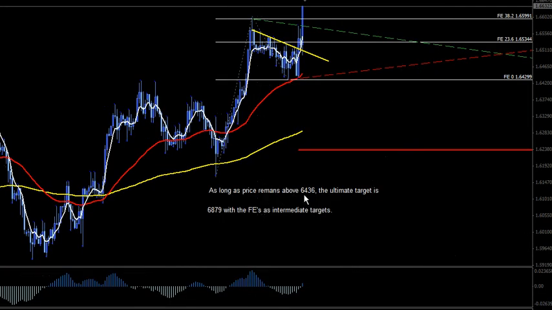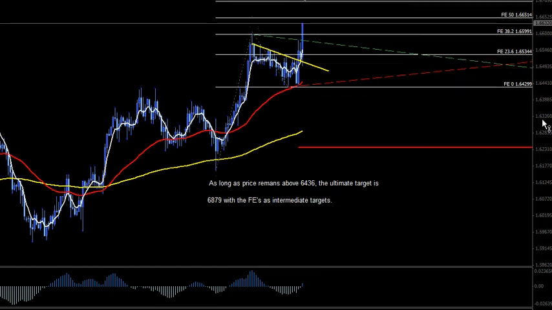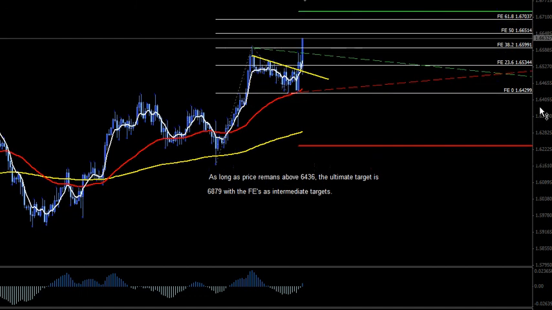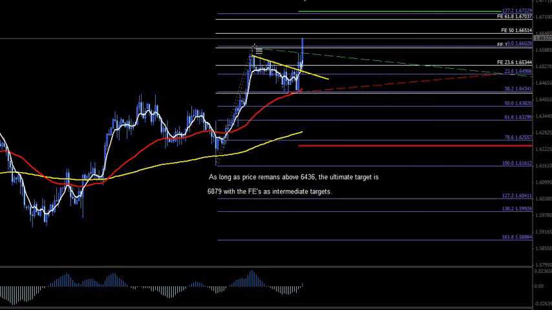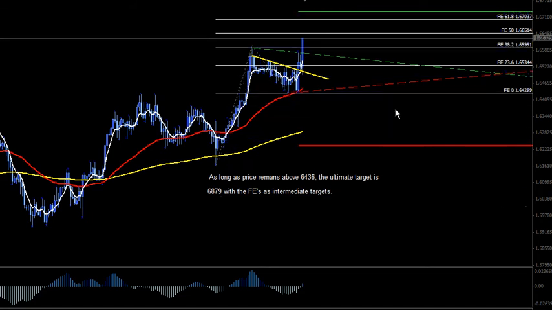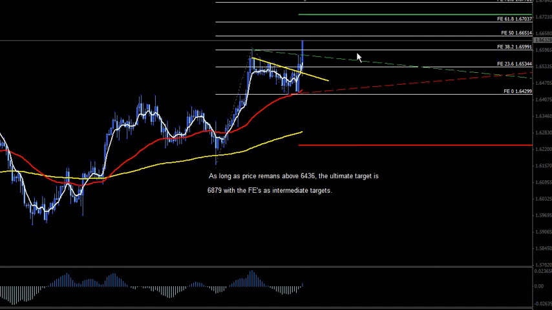As long as price remains above 64.36, the ultimate target is 68.79, which is up here. All the intermediate targets are these FE levels. So if you notice, we have an A, a swing low to a swing high, and a pullback. And what this did, if we fib that most recent swing high to low, is we only came to the 38.2 and formed a bull flag. Usually if we only come to the 38.2, we form a bull flag.